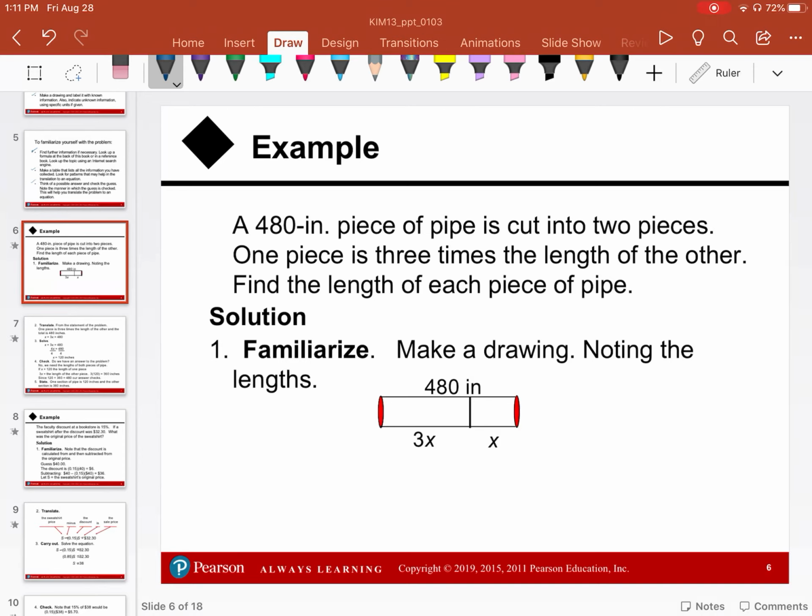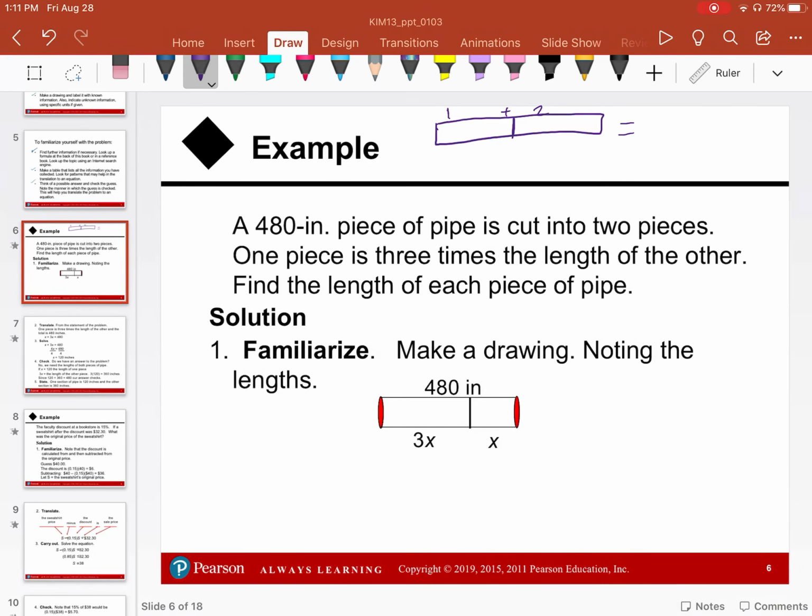The problem reads, a 480-inch piece of pipe is cut into two pieces. One piece is 3 times the length of the other. Find the length of each piece. All right, so just to draw an idea, I have a piece of pipe and I cut it into two pieces and I want to find the length of each piece. I know the sum of it, so I know our first piece plus my second piece should equal 480.